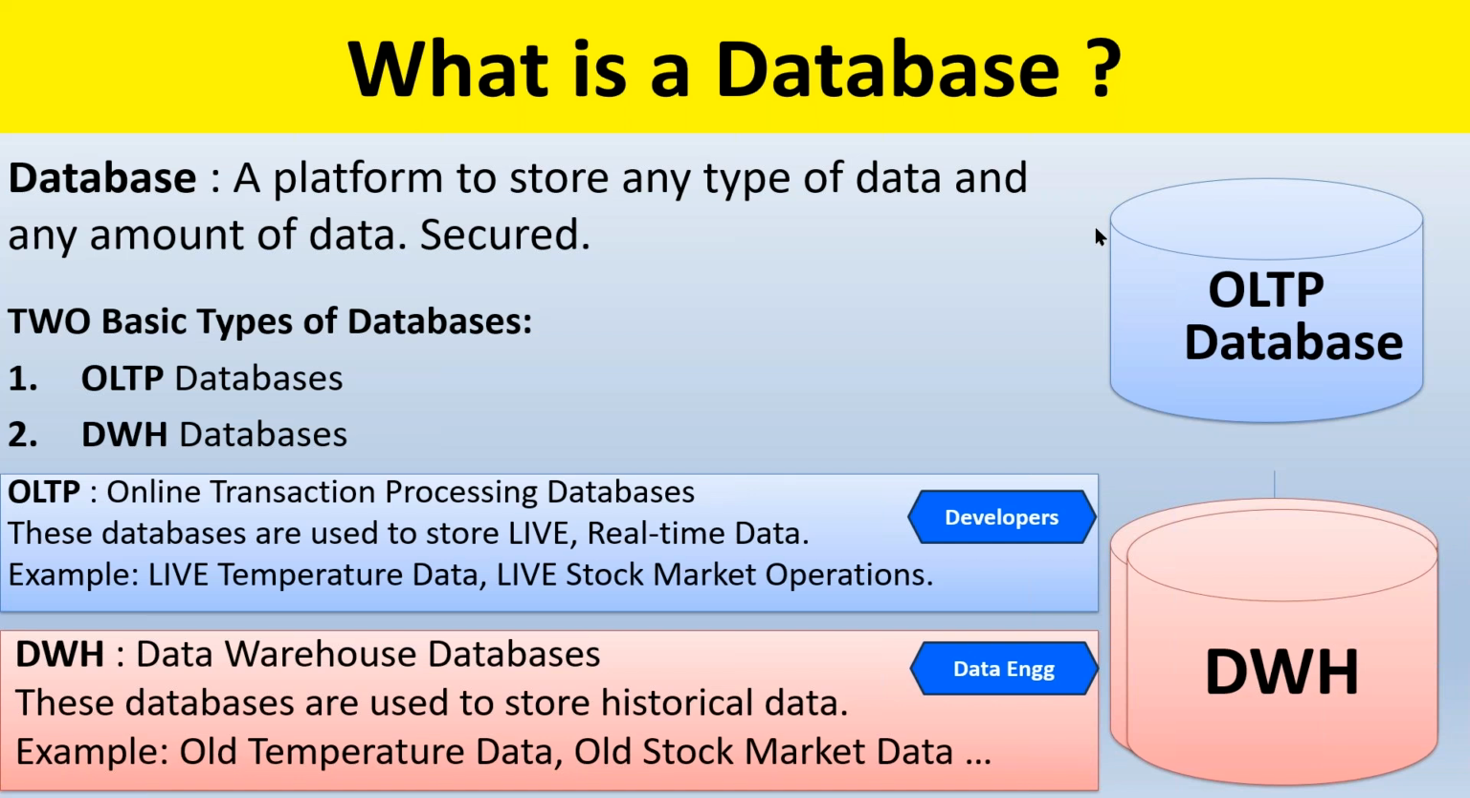There are two types of databases: OLTP, online transaction processing databases to store live real-time data, and the other one, data warehouse. The purpose of a data warehouse is to store historical data, like old inactive data. Historical data is also called old inactive data.